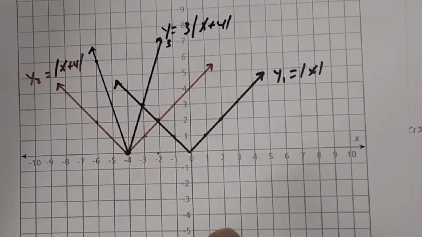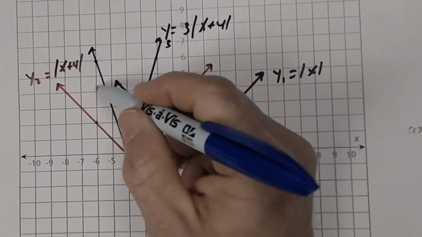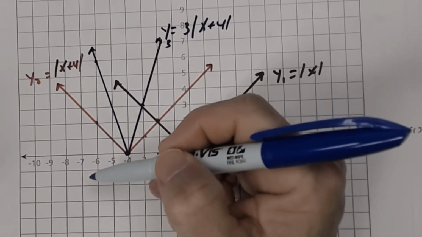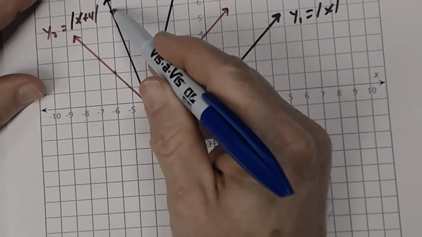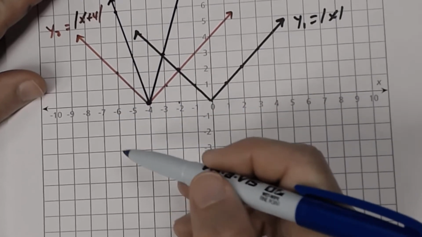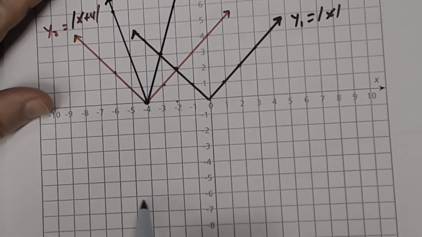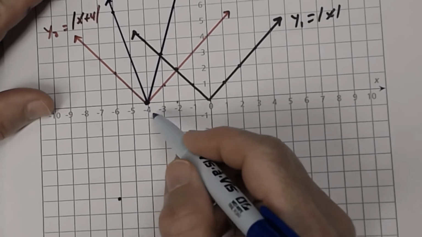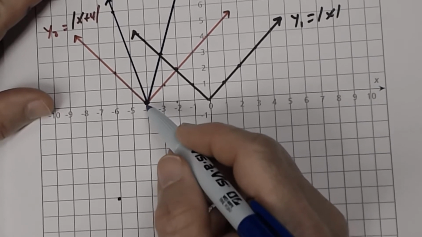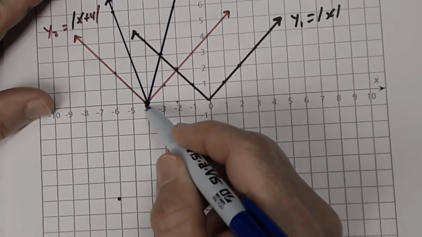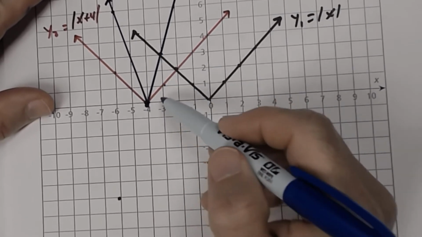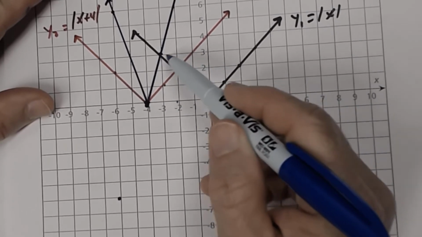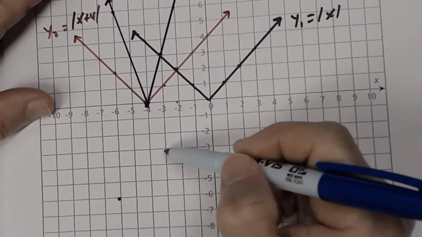See this point here? That is negative 6, 6. When I reflect it across the x-axis, what does it become? The y value 6 becomes negative 6. So negative 6, negative 6 is here. The point negative 4, 0 becomes negative 4, and what's the opposite of 0? It's still 0. Over here, this point, negative 3, 3 becomes negative 3, negative 3, right?